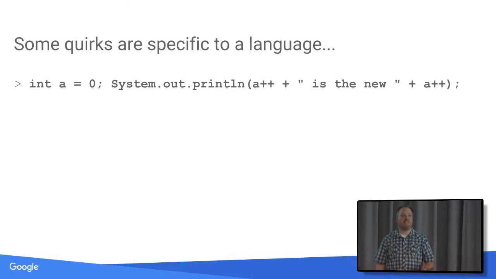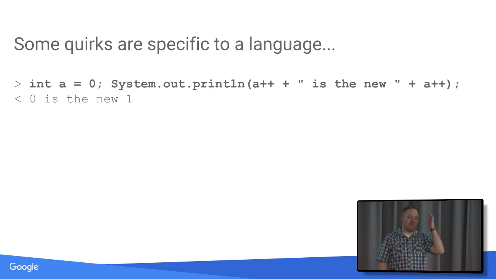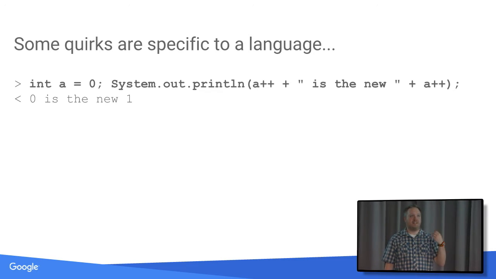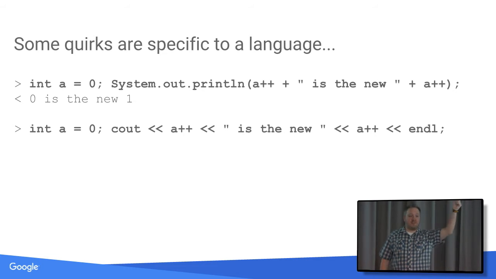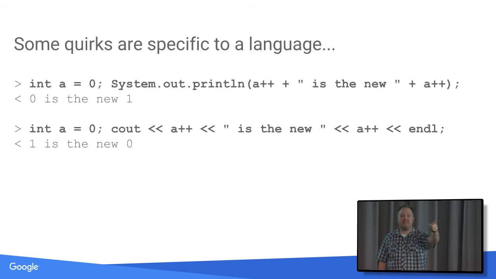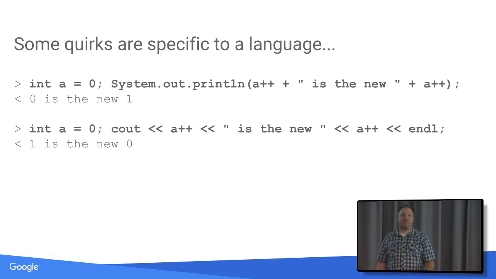There we go. As I was saying, none of that just happened. Some quirks are specific to a specific language. Here's an example in Java as well. If I were to write the post-increment operator on A twice, the answer, of course, is 0 is the new 1, because it takes A, prints it, then increments it, takes A, prints it, then increments it. So 0 is the new 1, A is now 2. Make sense? If you do the exact same thing in C++, 0 is the new 1? No. 1 is the new 0. That's weird.